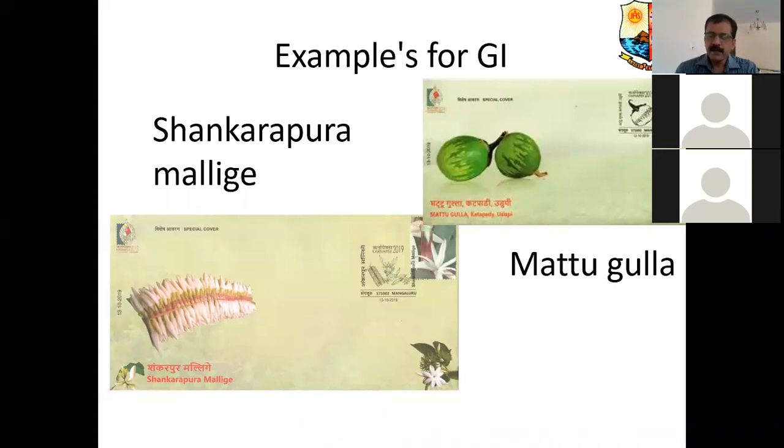Similarly, you can see the Mattugulla. Again, it is a local product of this region. Stamp is made from this, right? Stamp is made from this. Also, it is given the GI tag in the year 2011. This is written over here. You can see the GI tag is written in the year 2011. Of course, if you get an opportunity, please have a look into the GI tag of these two products.